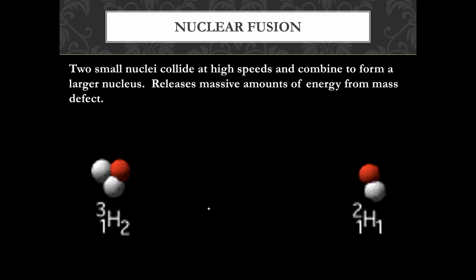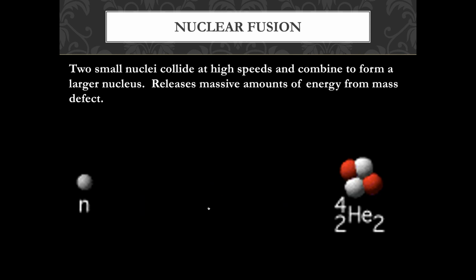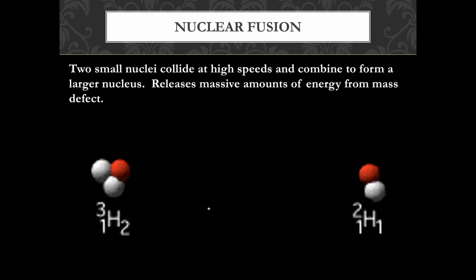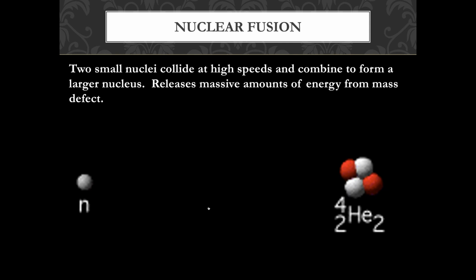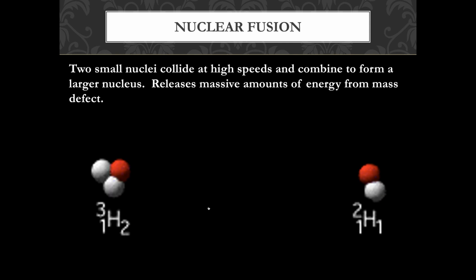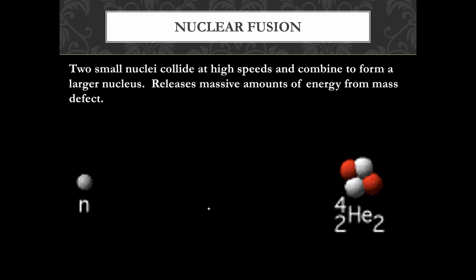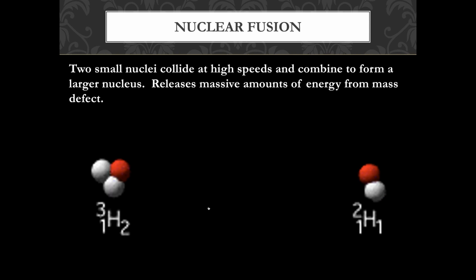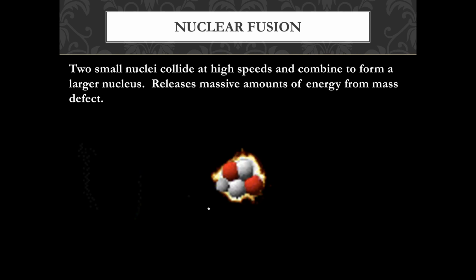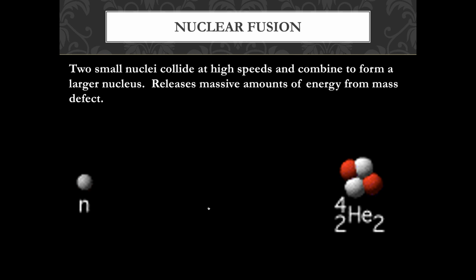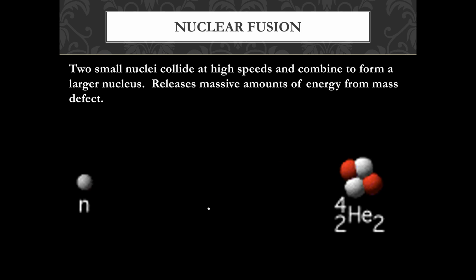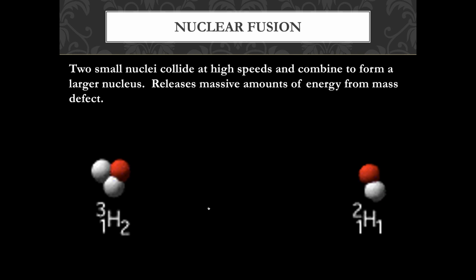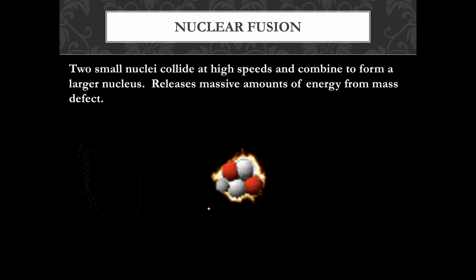They have to be moving fast enough so that they overcome their natural repulsion and merge. And when they merge, mass is destroyed and converted into energy. Thousands of times more energy than nuclear fission. Now, this happens every second of every day in stars. Hydrogen in the centers of stars is crushed into helium and generates the heat that keeps the sun going.